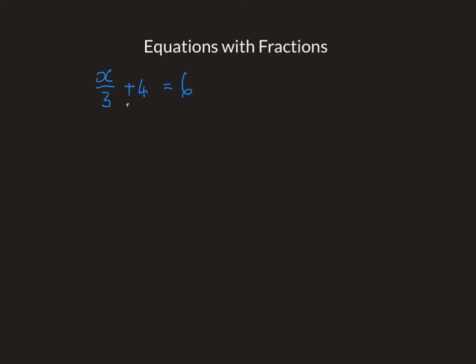We first want to get rid of this plus 4, so we're going to minus 4 each side from the numbers. This cancels, so copying down x divided by 3 is equal to 6 minus 4, which is 2. Now to get rid of the divide by 3, we're going to times 3 both sides. Divide 3 and times 3 cancel, so x is equal to 6.